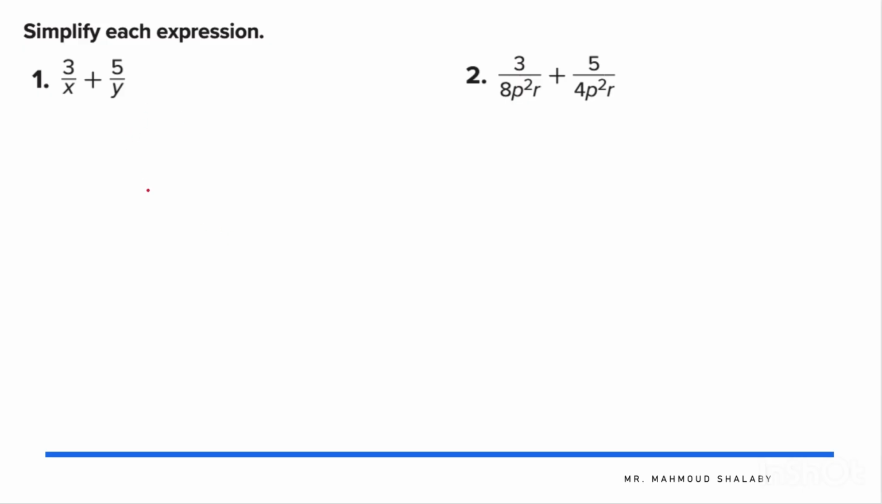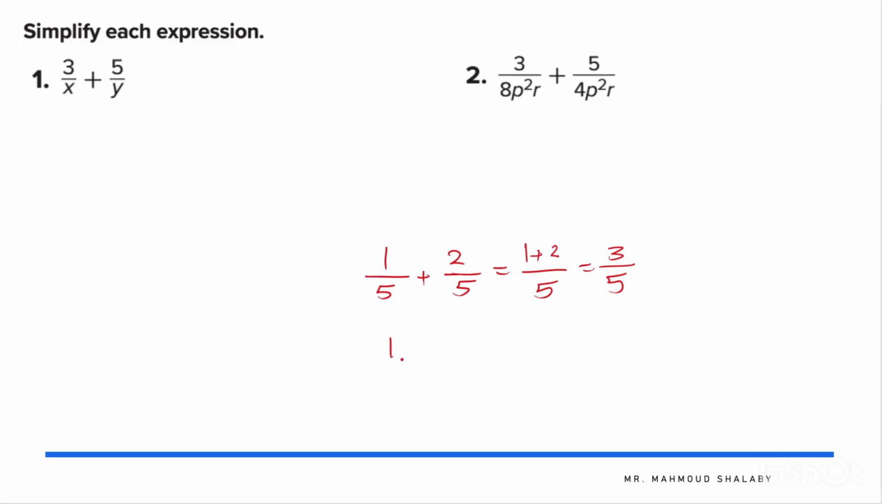Simplify each expression. Before we start, just to remind you, if I have a question like 1 over 5 plus 2 over 5, usually I ask this very simple question: can I add these two fractions? The answer is yes, we can, because they have a common denominator. If the denominators are the same, I can just put 5 here and add the numerators only, 1 plus 2, so the answer will be 3 over 5.